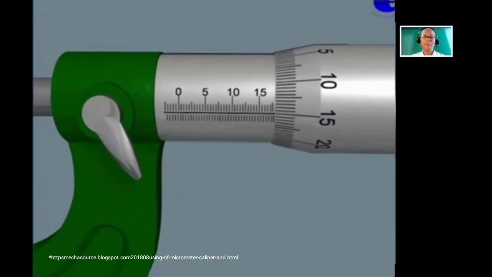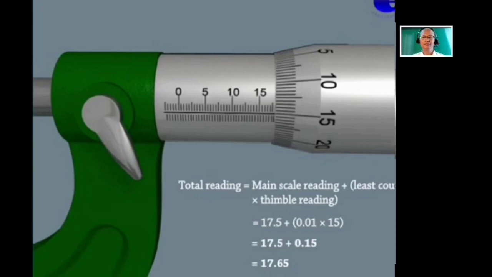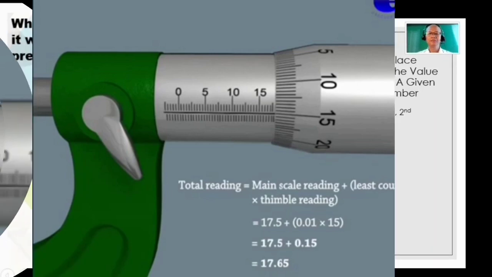Now we see the calculation of total reading. Total reading is equal to main scale reading plus least count into thimble reading. Main scale reading is equal to 17.5. Least count is equal to 0.01. Thimble reading is equal to 15. Least count into thimble reading is equal to 0.15. Total reading is equal to 17.65. We get the correct size of component by using micrometer.